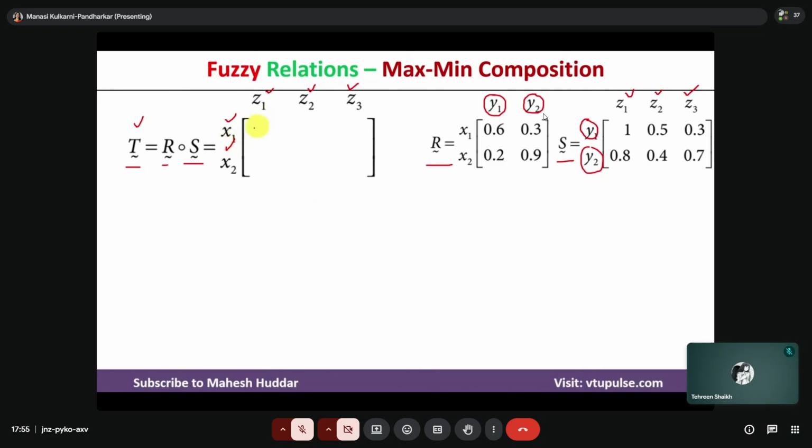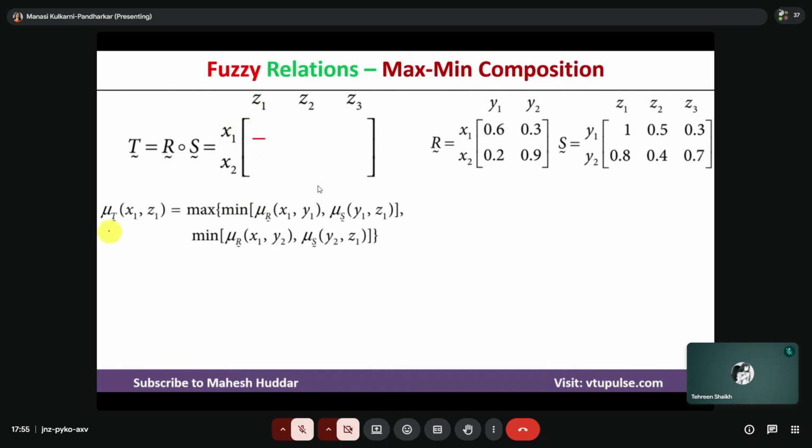That is, the first one is x1, z1, second one is x1, z2, third one is x1, z3, fourth one is x2, z1, and so on. I will discuss how to calculate the membership values one by one. The first one is the membership value of x1, z1. You can notice here, we start with x1 and we need to end at z1. That's the reason I have written the membership value something like this.